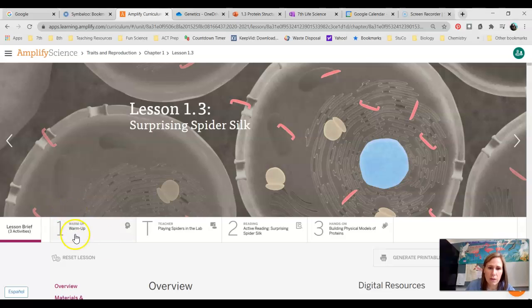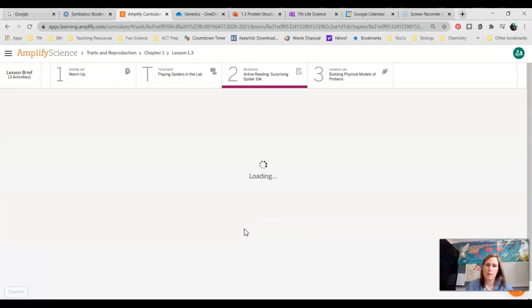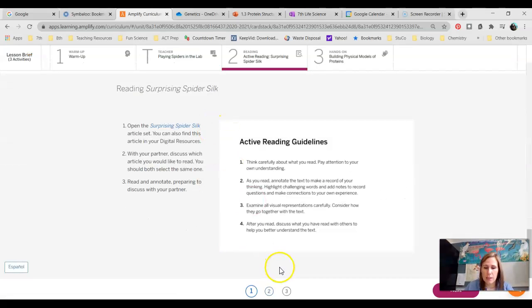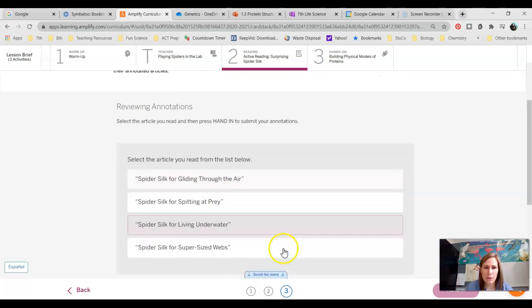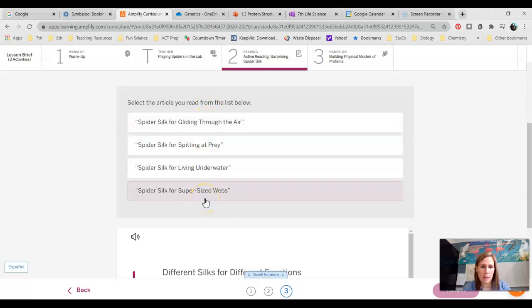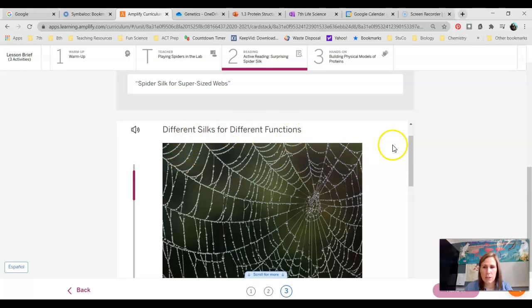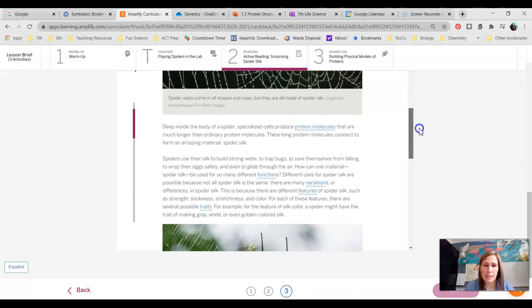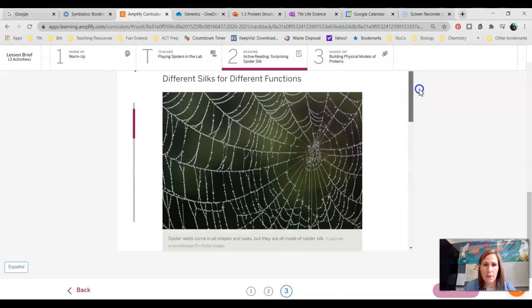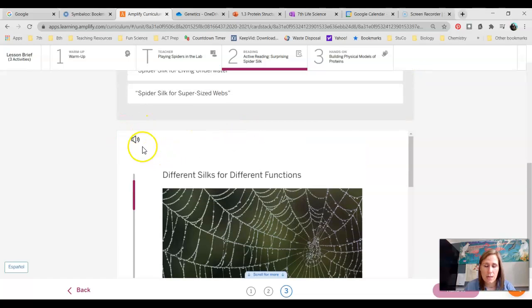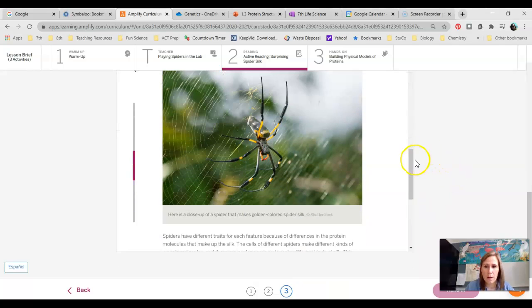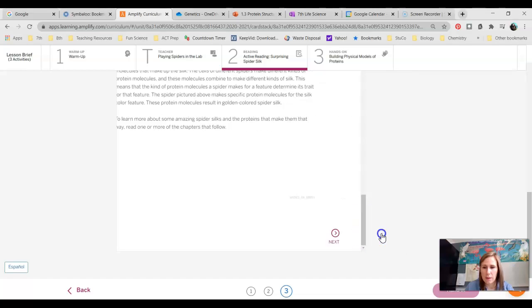Okay, and then finally you guys will go to this reading activity. So there's nothing you guys have to do in Amplify other than read the article. So you guys will skip through to part 3 of activity 2. And you guys will choose one of these 4 articles. Okay, so you will read the introduction, different silks for different functions. It's a pretty short little introduction. You guys don't need to highlight or annotate today, you just need to read. Okay, you guys can also have that read to you if you guys click right here. So once you've read the introduction, then you have 4 different options that you can choose one of them. Okay, so at the bottom you'll see this little next arrow.